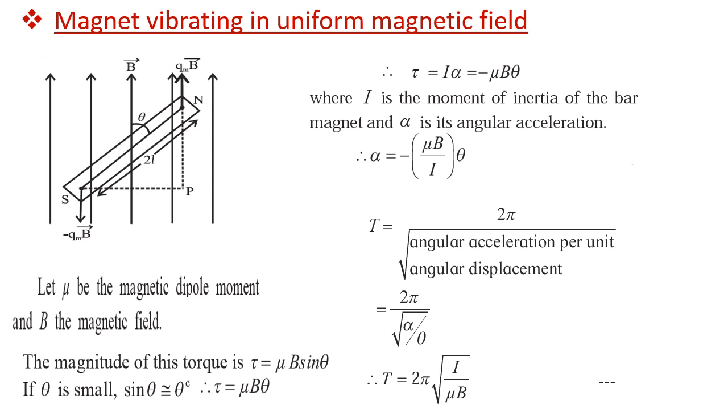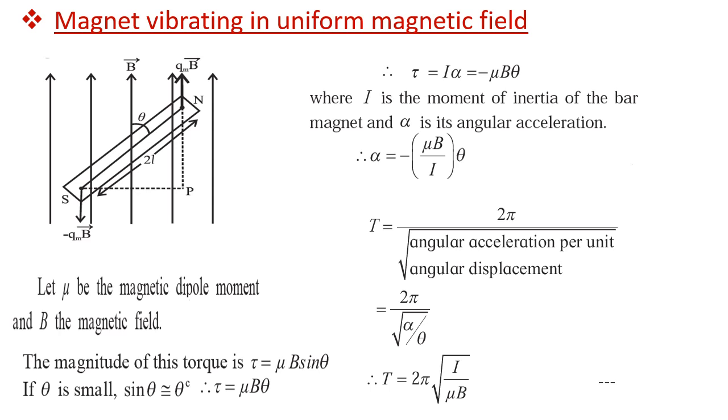So if we try to do that, this particular point, which is the north pole of the magnet, will have pole strength Qm, and the other pole is going to have minus Qm. The strengths are the same but with a negative sign. So the force acting on this side will be Qm into B, and the force acting on the other end will be the same in magnitude but with a negative sign, so minus Qm into B. And what will be the perpendicular distance?